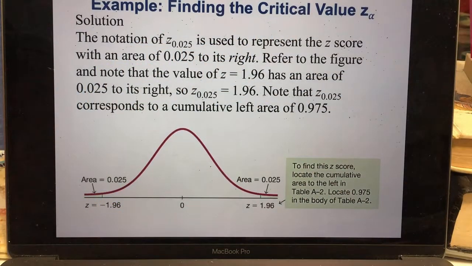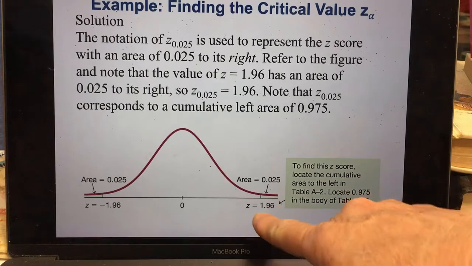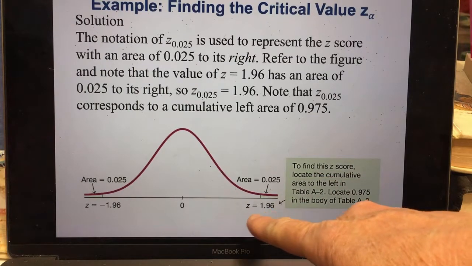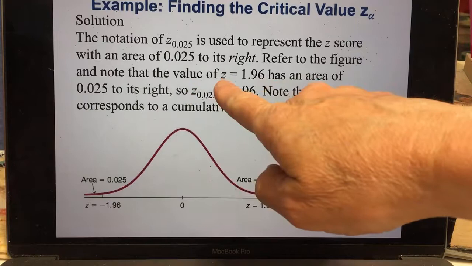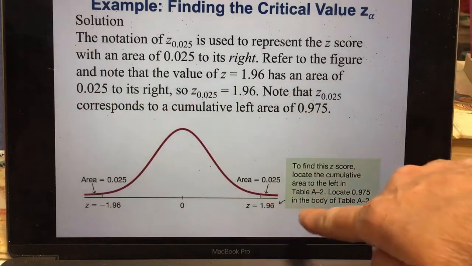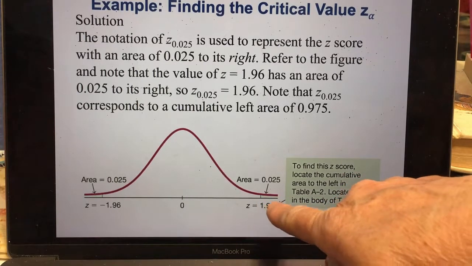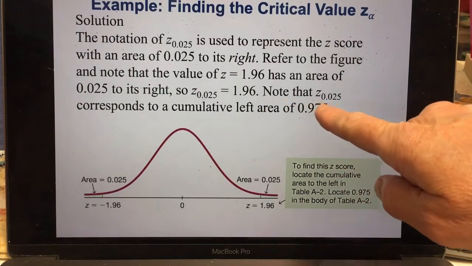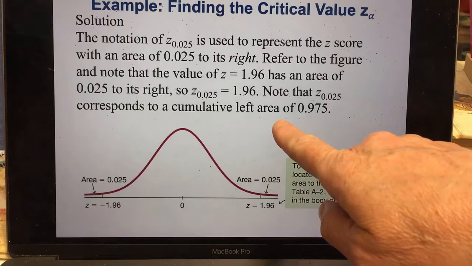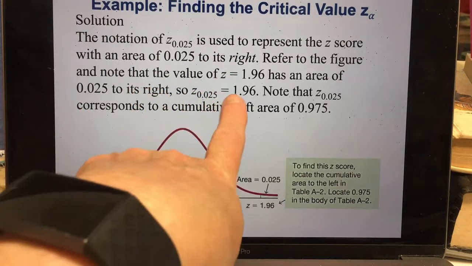Okay, so let's read this. The notation Z 0.025 is used to represent the Z-score with an area of 0.025 to its right. Okay, refer to the figure and note that the value Z is 1.96. Remember, you could find that from your chart, your table, or you could find it from your standard normal, and then refer to the figure and note that the value of Z is 1.96, has an area of 0.025 to its right. So the Z-score is 1.96 that goes with the area of 0.025. So the 0.025 is the area to the right, and the Z-score is 1.96. Note that Z 0.025 corresponds to a cumulative left area of 0.95975.